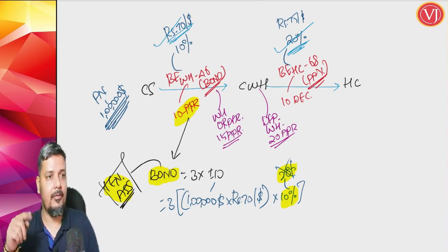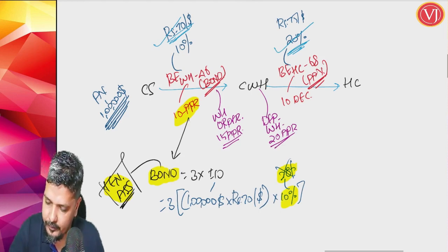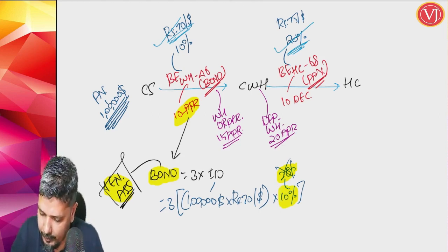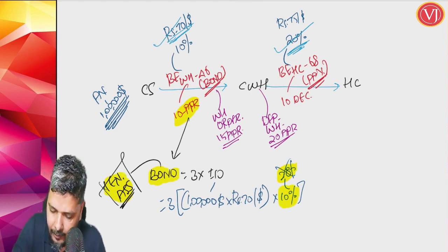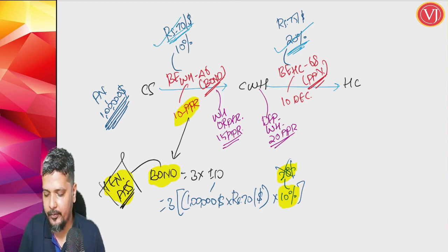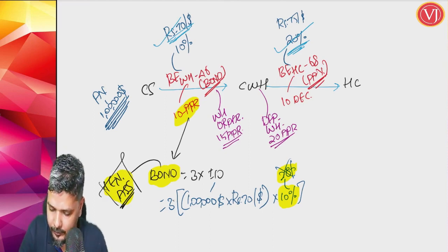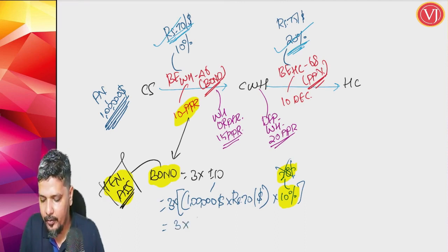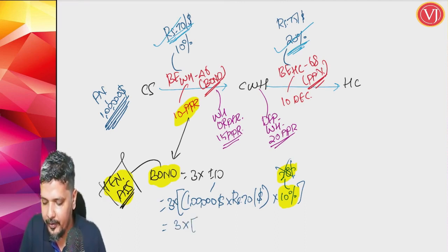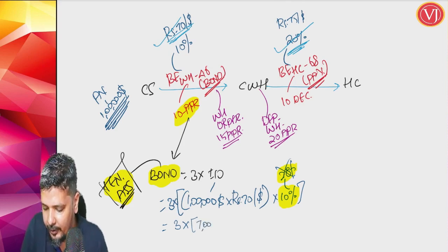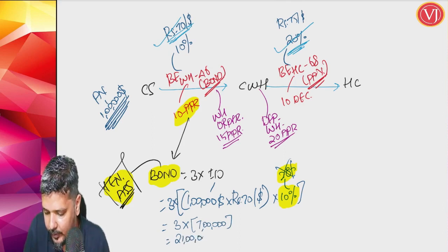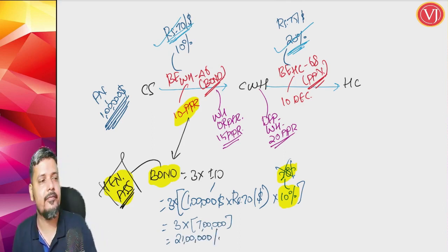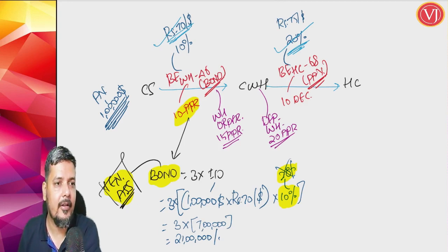Right rate is 20, but still you will go with 10%, because you are going with the current rate. It is called tentative assessment. What will be the answer? 3 times 70 lakhs multiplied by 10%. 3 times 7 lakhs, which is 21 lakhs. Clear?